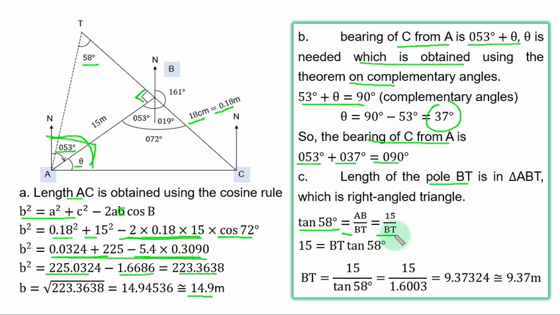You have this result. If you multiply through by BT to clear the fraction, you have this result. Divide through by tan 58 degrees to make BT the subject, you have this result. After simplification, you have this. After division, you have this. And to 3SF, you have 9.37 meters as the length of the pole BT.